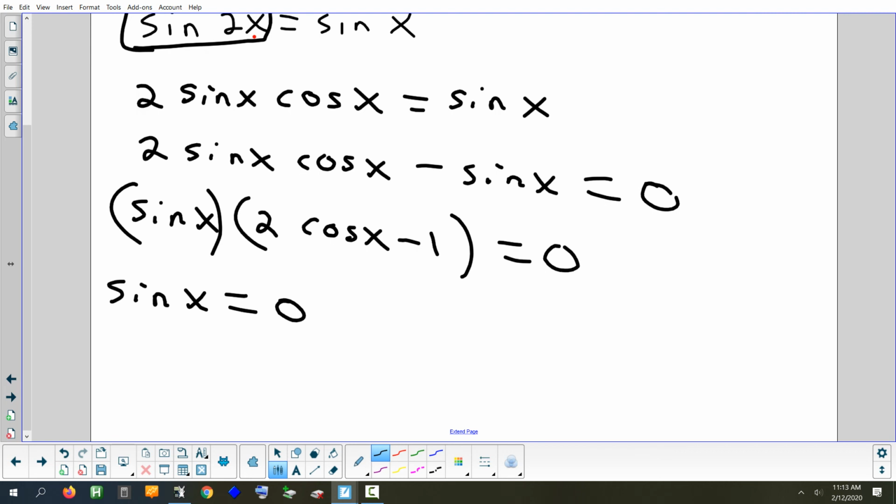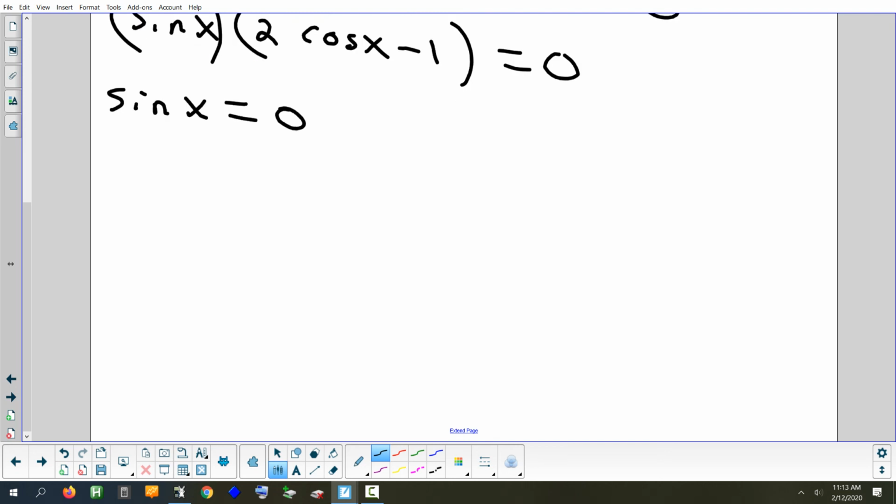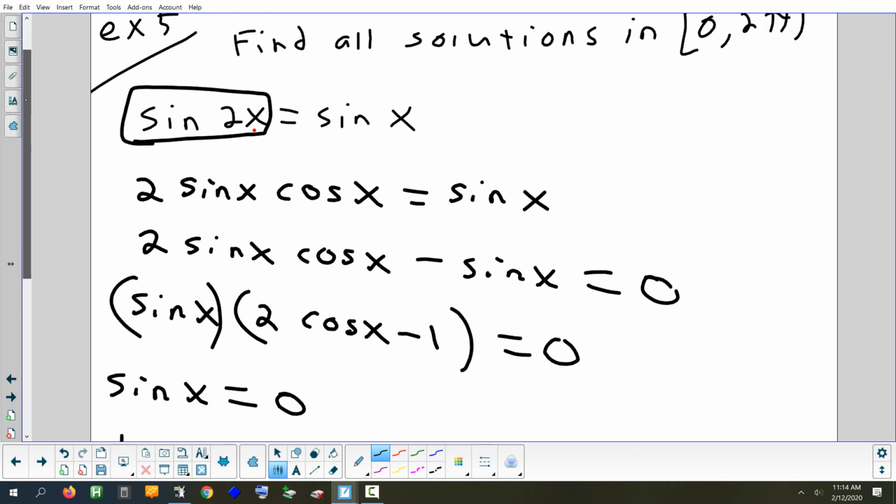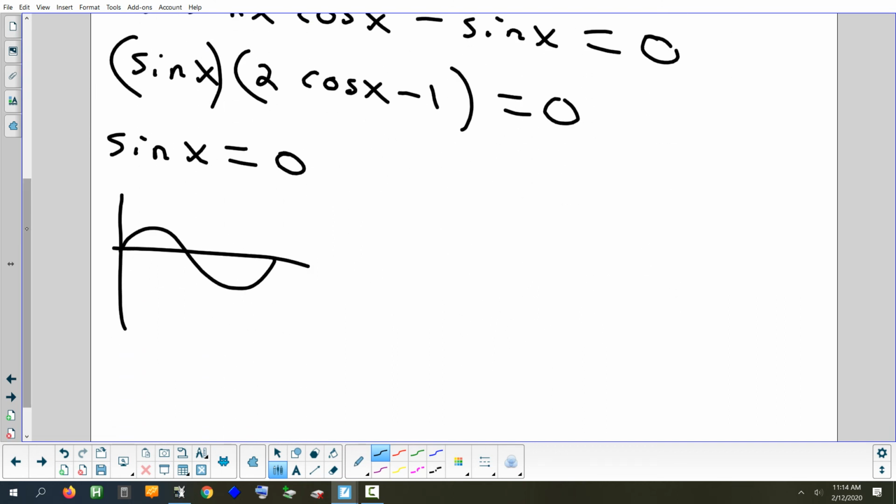Now, if this wasn't 0, I would say take the inverse sine of both sides. But if you want to figure out where the graph of sine equals 0, I would just visualize that in your head. From 0, including 0, to 2 pi, not including 2 pi. So this is 0, this is 2 pi. Where does the graph of sine hit 0? 0, pi, what about 2 pi? Not including, so we don't write that. 0 and pi. So, x is 0, x is pi.